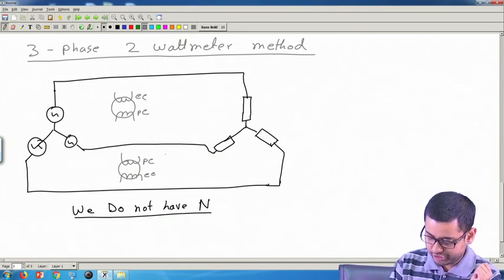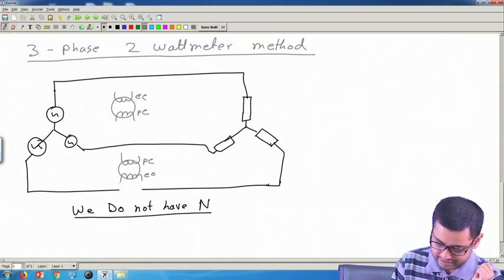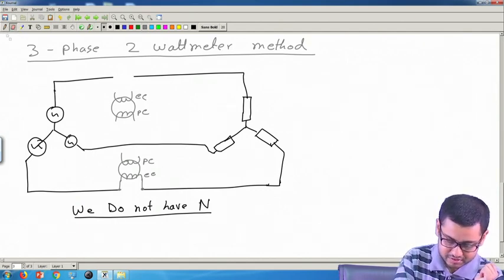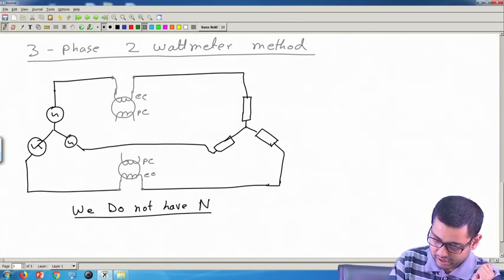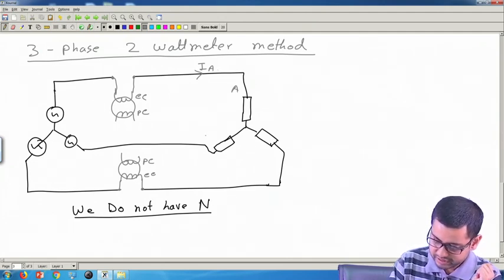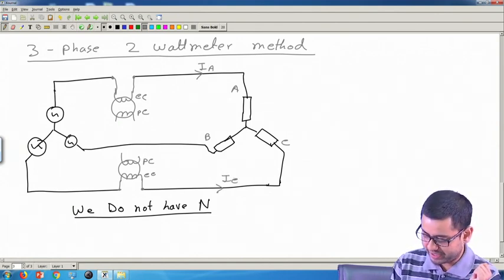Okay. So there are three phases, three lines. We have to measure two line currents. So say we are going to measure these two line currents, this one and this one. Call it IA. And if this is A, this is B, this is C, then this is IC. So you are measuring IA and IC with two wattmeters.